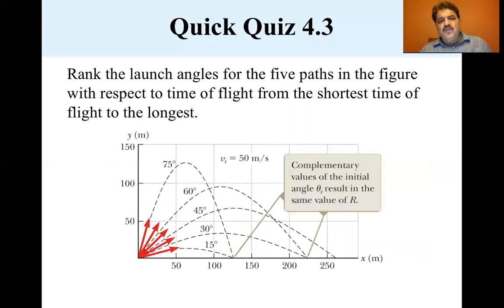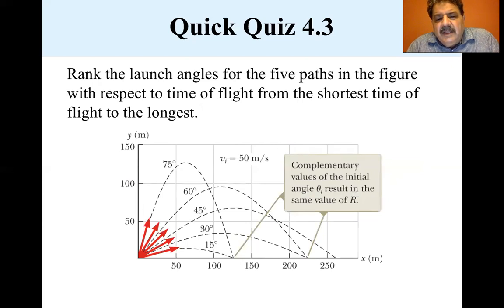Let's take a quick quiz. Rank the launch angles for the 5 paths in the figure with respect to the time of flight, from the shortest time of flight to the longest. Well, it's going to be related to how much time it spends in the air. Which one spends the least amount of time in the air? Well, the 15 degrees. The vertical component isn't very large, so it spends the least time in the air there, 15 degrees, and the next is 30.